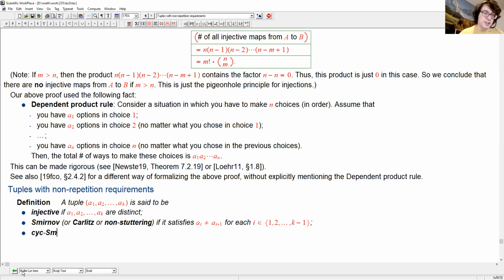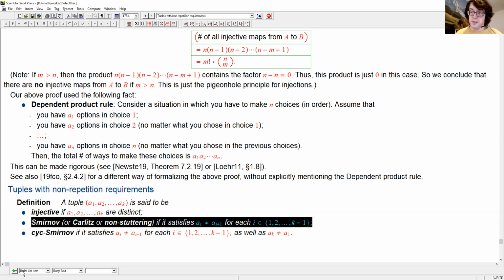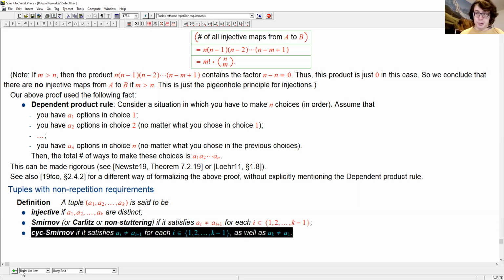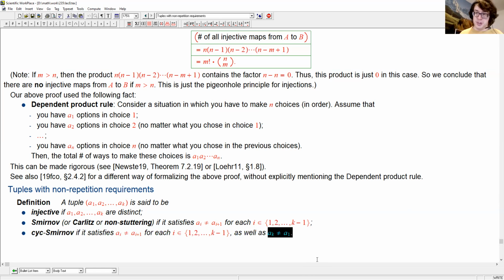And finally, cyclically Smirnov, if it satisfies, first of all, the Smirnov condition, and also AK is not equal to A1. So this is saying no two consecutive entries are equal, and this is saying no two consecutive entries are equal if you write the tuple on a circle or on a band. So the last entry and the first entry are also considered to be consecutive.